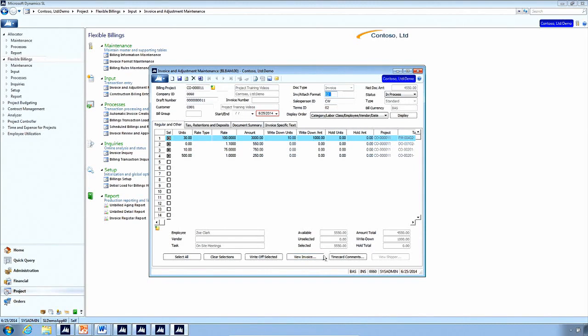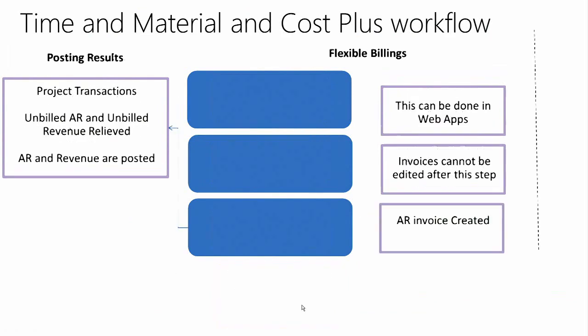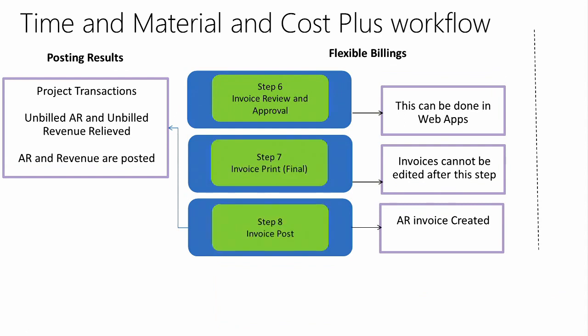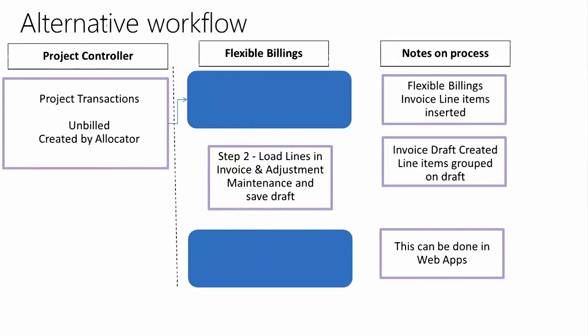I can also, let's go back here and look at our PowerPoint. And so this step, the next step after I'm happy with my invoice and adjustment, is that I can do invoice review and approval, and invoice print, and then invoice post. But before we do the invoice review and approval, I want to show the alternative workflow, because 6, 7, and 8 are identical regardless of which process you use.